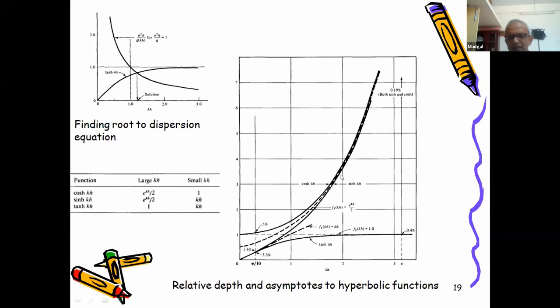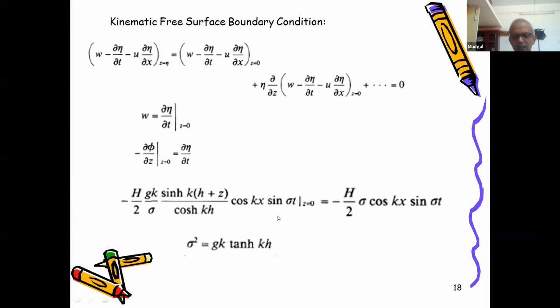Whereas here you have the tanh kh: for large values, it tends to become 1, and for small kh, it is almost equal to kh. So these are some asymptotic values that can be used for solving this dispersion equation.